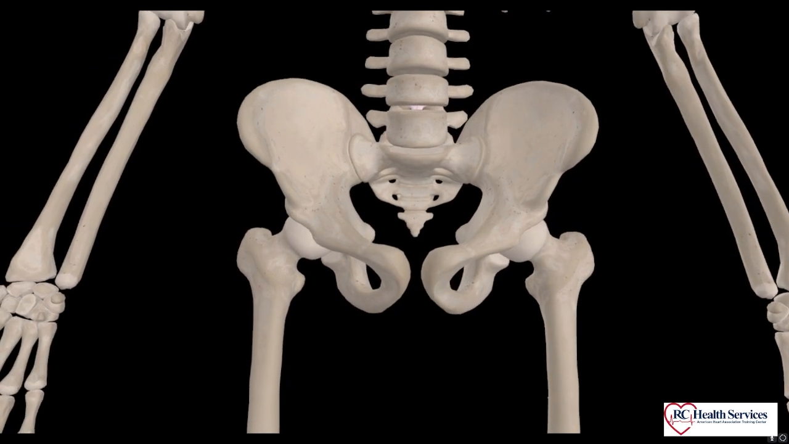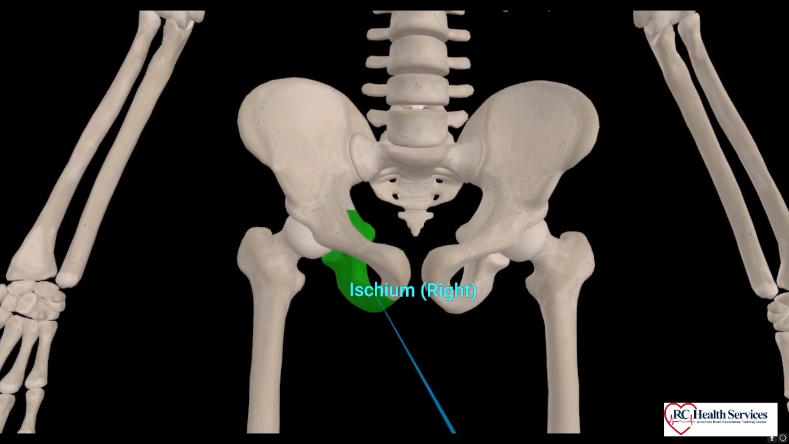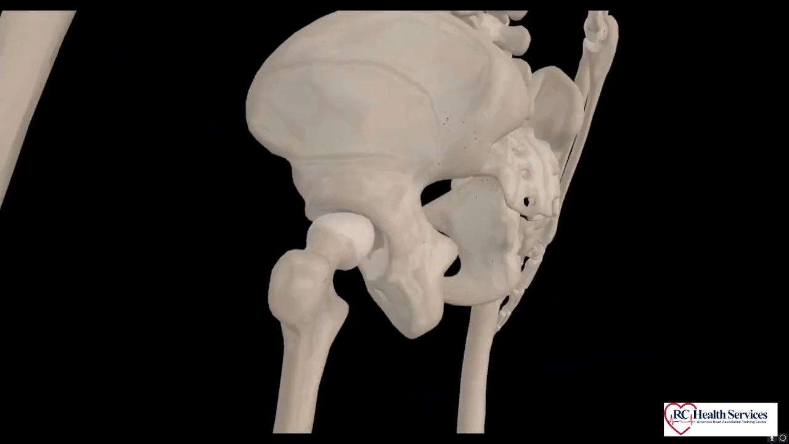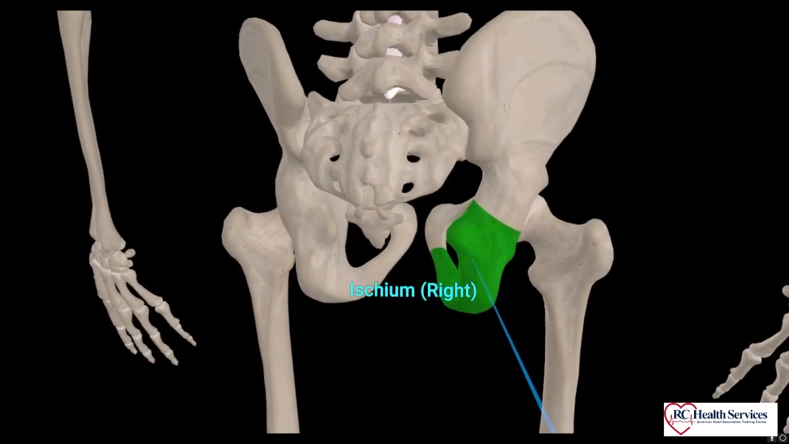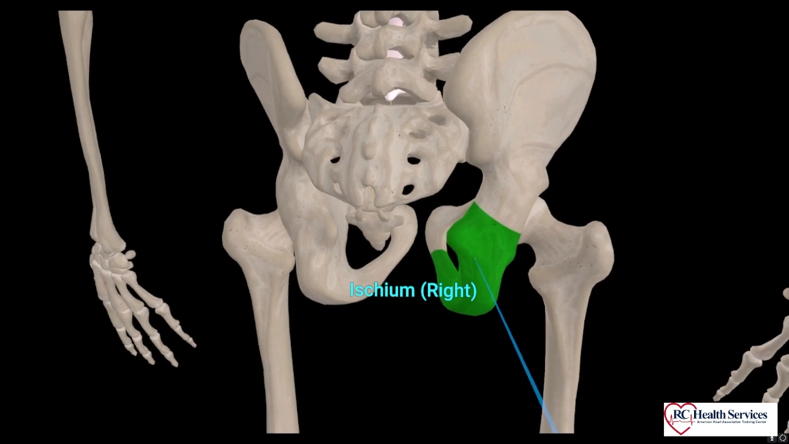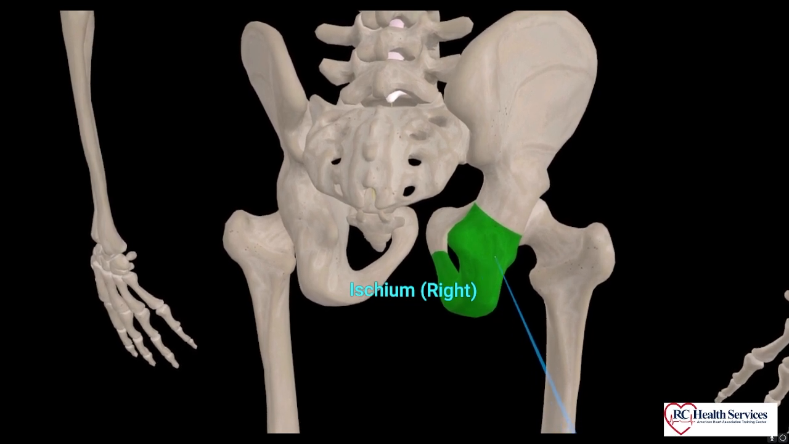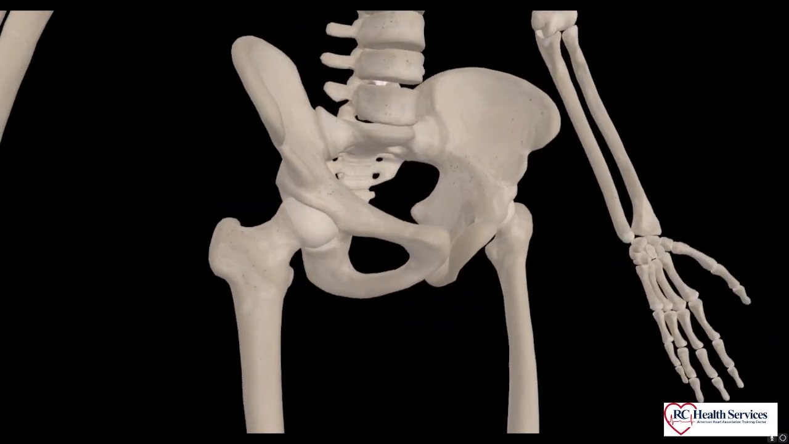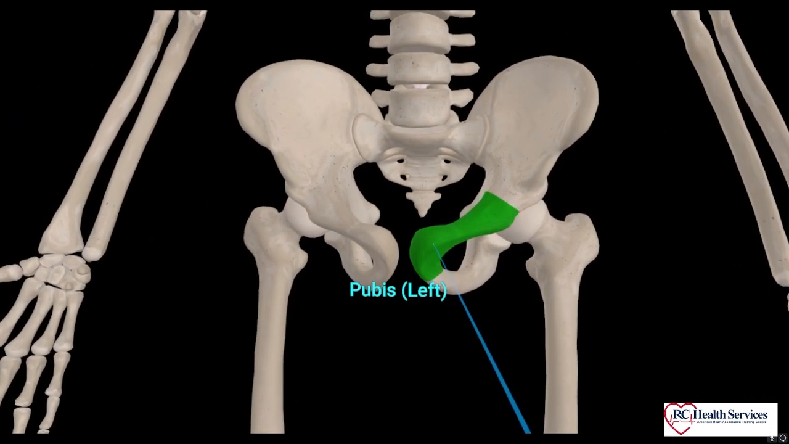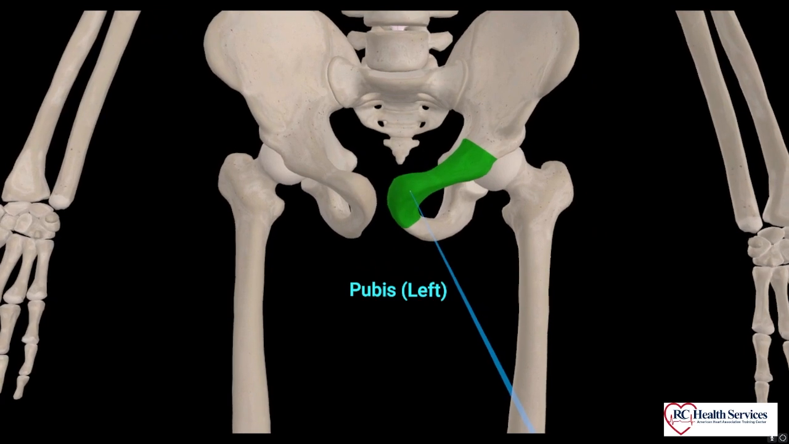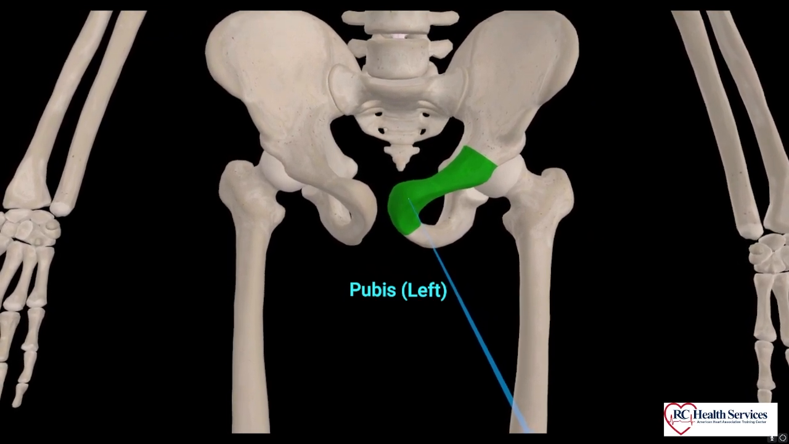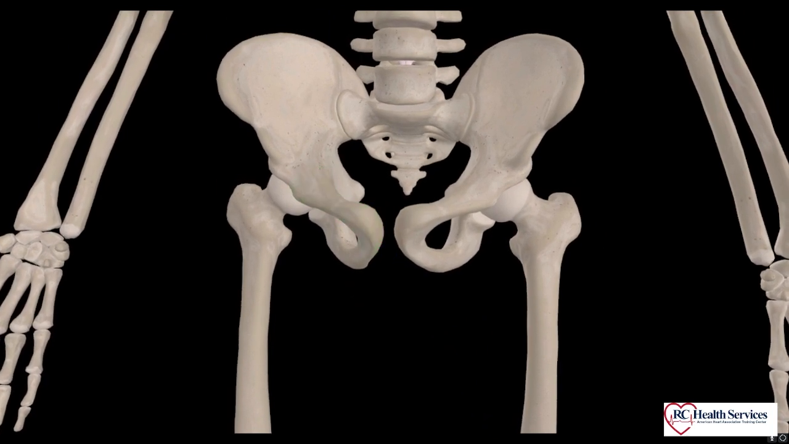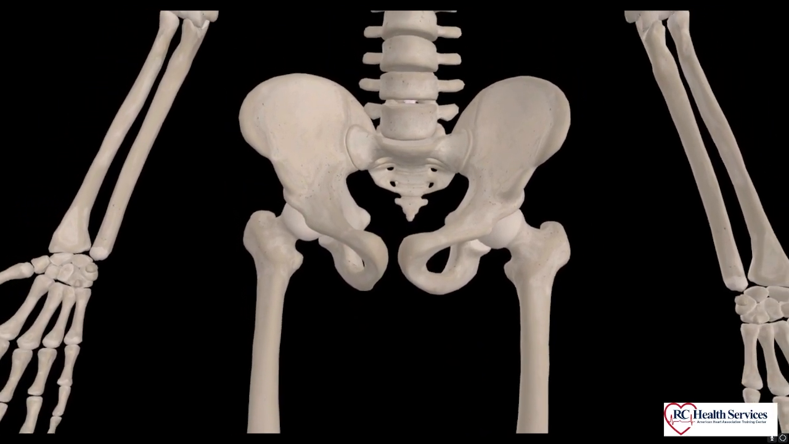Then the bottom portion is called the ischium. And then the pelvis is also made up of that back kind of butt bone almost. And then the top, anterior portion of the pelvis is called the pubis, or the pubic symphysis. And you have left and right of both of those.